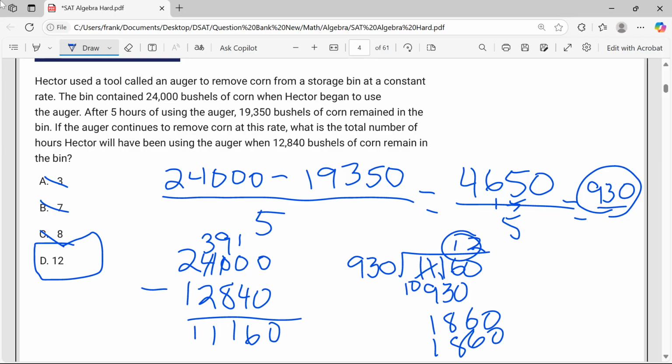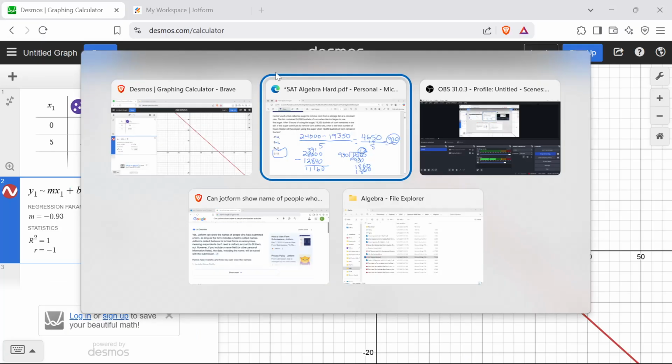That's how these questions work. Find the rate of change, and then find out how many hours it takes by dividing the beginning amount minus the final amount by how much it changes per hour or per day or per week or per whatever. Or you can do a regression in Desmos.